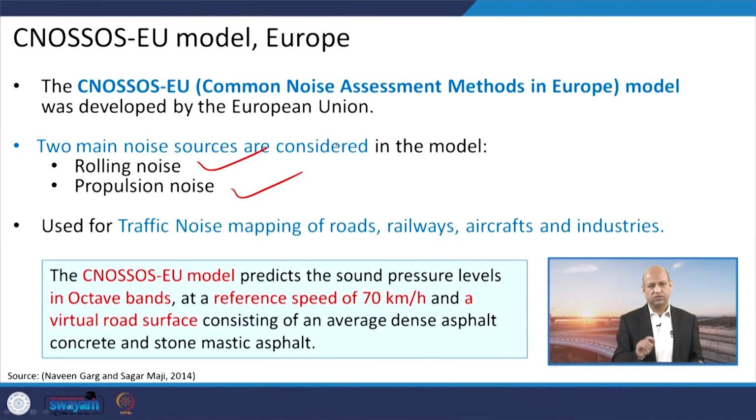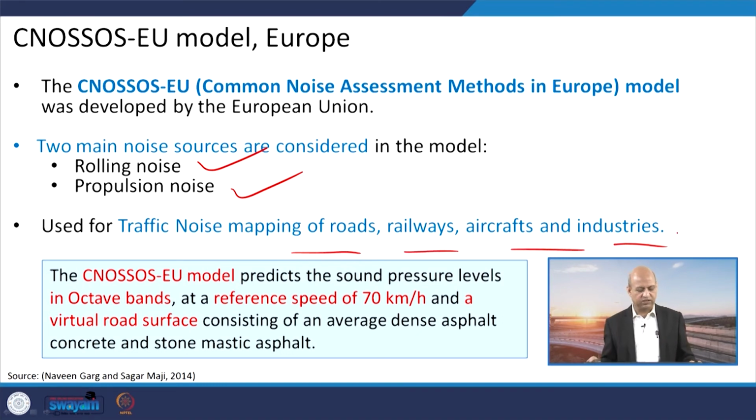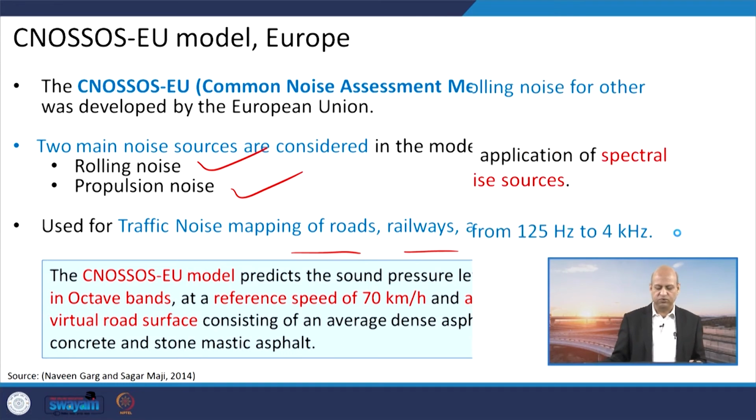Okay. So, there is another model for Europe, that is the CNOSSOS-EU model or CNOSSOS model, that is Common Noise Assessment Methods in Europe. That model is also again based on this rolling noise and propulsion noise, same technique you can say. Okay. And the mapping of roads, railways, aircraft, industry. So, this is something extra you can say in comparison to other models.